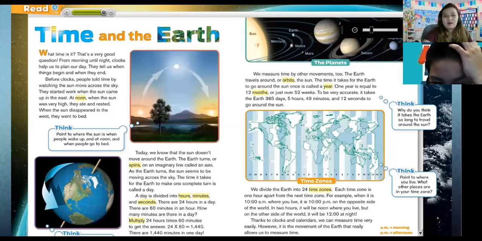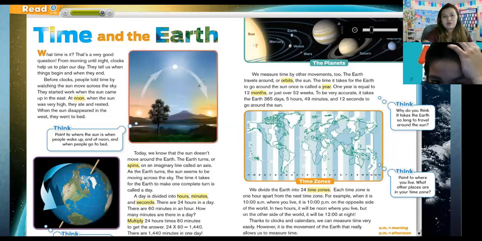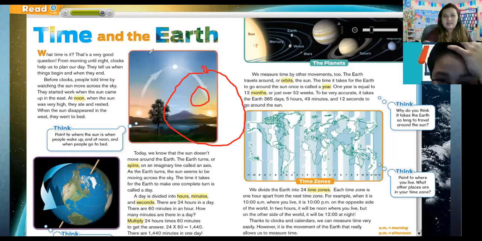So again, if you're confused about the sun and the earth, this is the sun, this is the earth. So the earth will orbit or travels around the sun. Travels around or orbits, that's what it means. So it's not the sun that travels, but it's the earth.